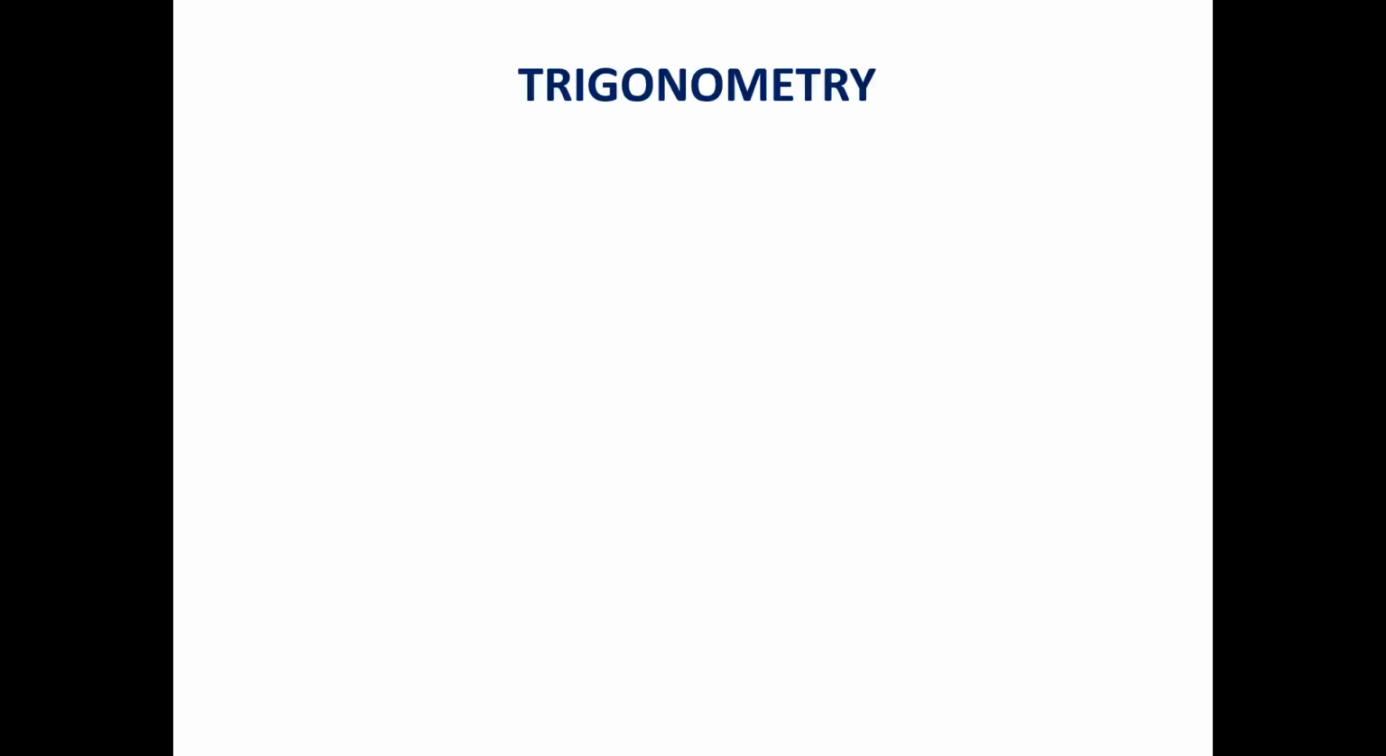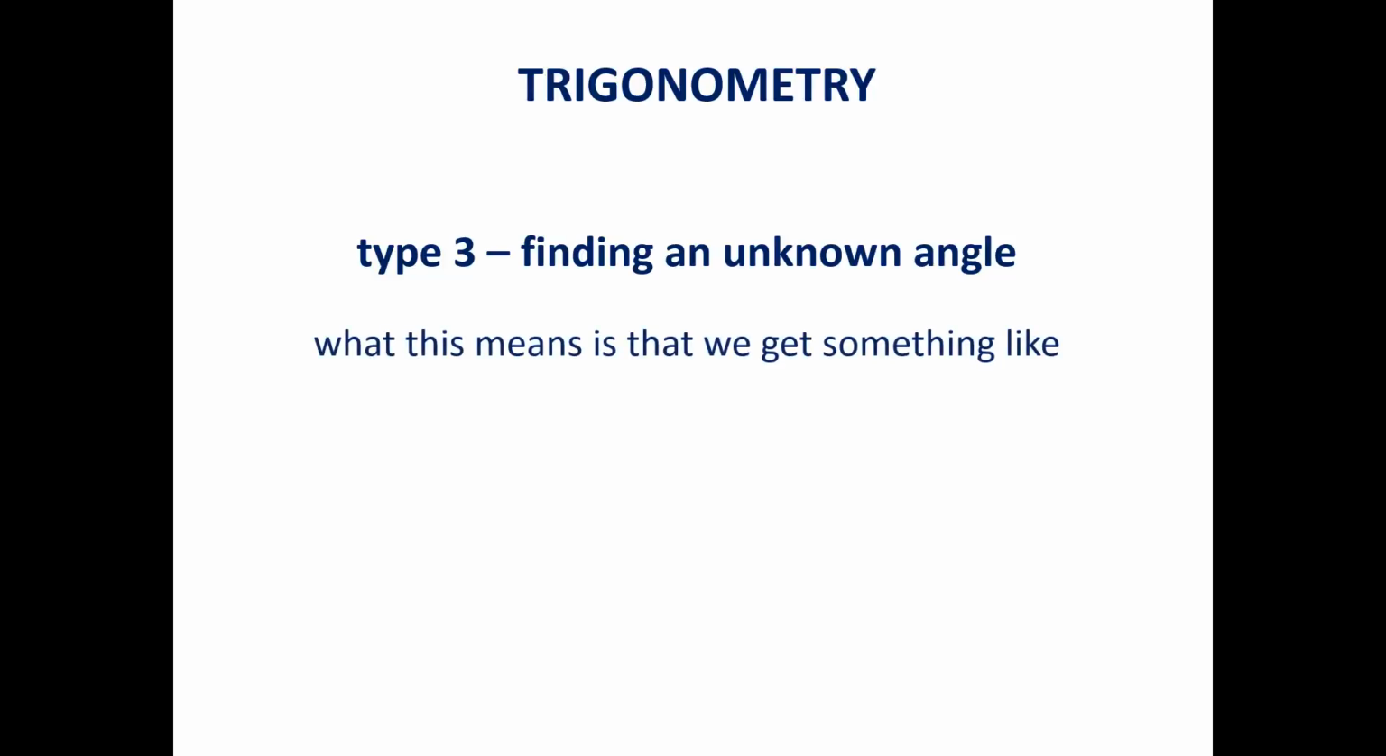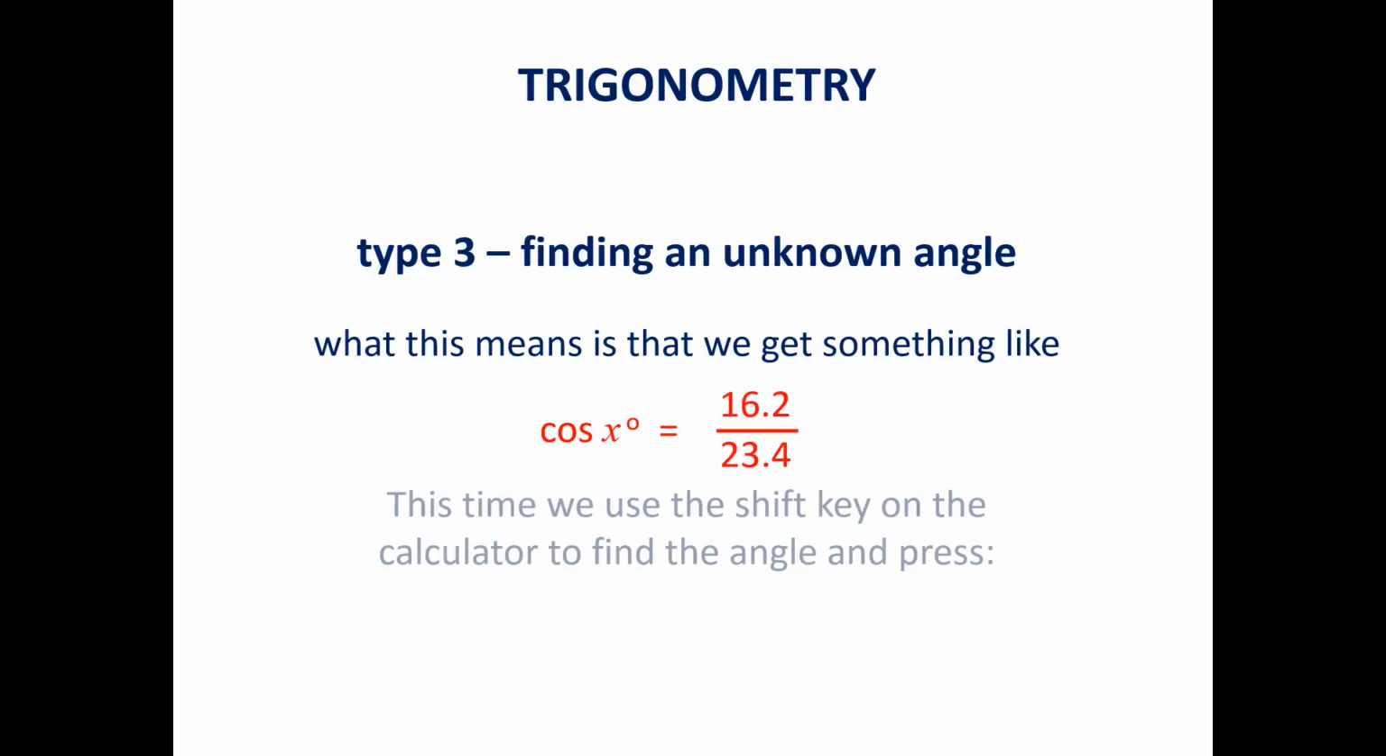Okay, let's have a look at the third type of calculation, and this is where we're finding an angle. Now what this means is we're going to work with something like cos of an angle x is 16.2 divided by 23.4. Now to work out what the angle is, we're going to use the shift key on the calculator.